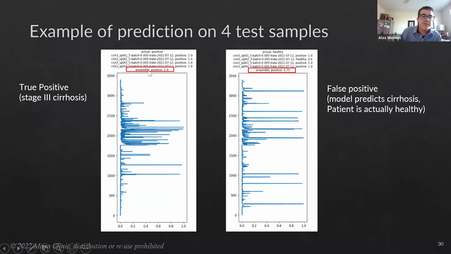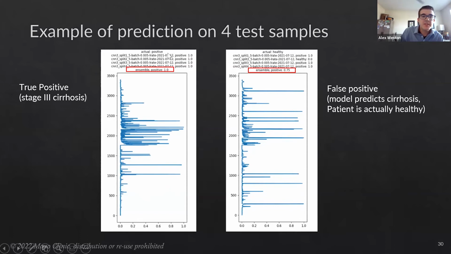The one on the left is a true positive sample, and the one on the right is a false positive sample. And so you can see our spectrogram signal obviously is this blue line plot here. And it's a little bit small, but at the top I'm printing out the results of our constituent models.